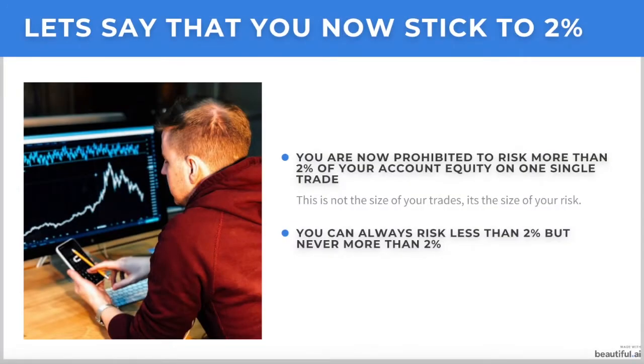Let's say that you are on the aggressive side and you chose 2%. What this means is that you are now prohibited to risk more than 2% of your account equity on one single trade. Now, this is not the size of your trades, it's the size of your risk that you're allowed to take, and I'll explain it a little bit further. You can always risk less than 2%, but never more than 2%, or it will defeat the whole purpose of the strategy.